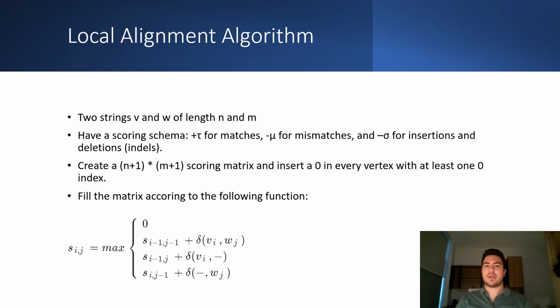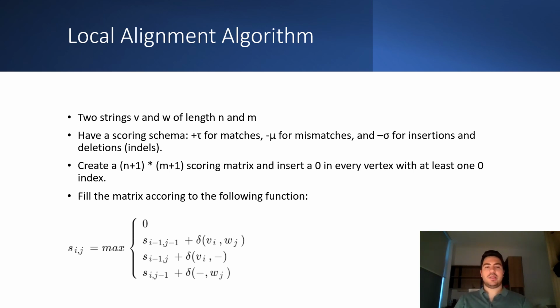Let us start with talking about the algorithm. Let us have two strings, v and w, that we want to align, and let these strings have the lengths n and m respectively. First, we need to have a scoring schema. This is how we will score the matches. So we will give plus tau for matches, minus mu for mismatches, and minus sigma for insertions and deletions, aka indels. Note that all these values, tau, mu, and sigma are positive, so we will give rewards for matches and penalties for mismatches and insertions and deletions.